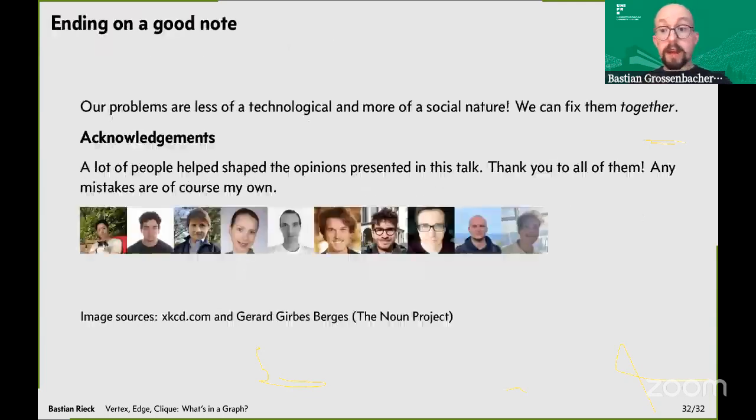And with this, I want to end, and I want to end on a good note. So I believe that lots of the problems that we're seeing here are more of a social nature and less of a technological one. So I don't believe that we lack the means to solve them. I rather think that we lack the will or the knowledge to solve them. And I hope that we can try addressing them and try fixing them together.